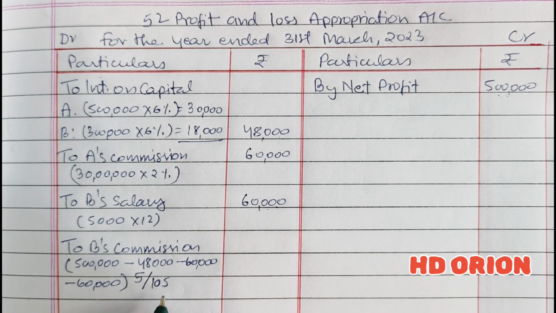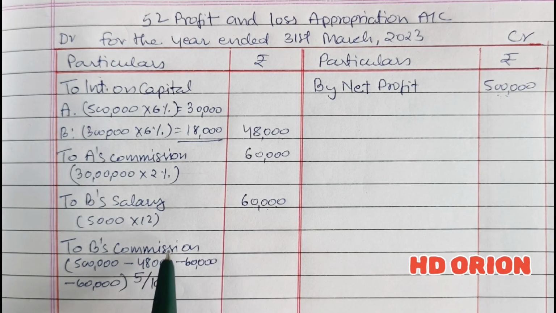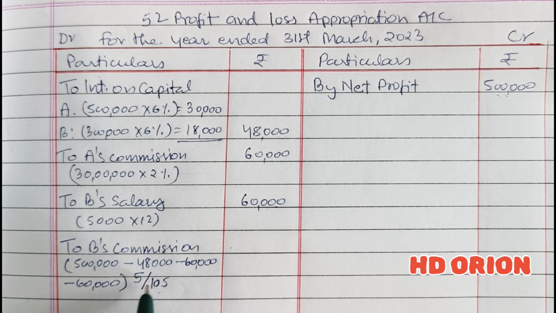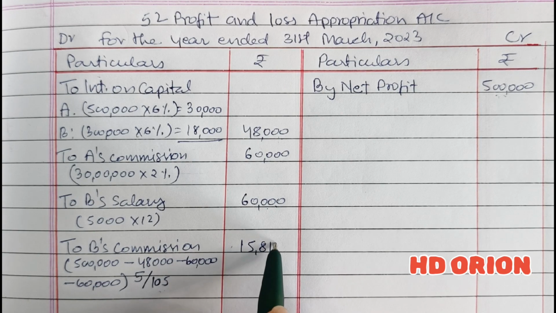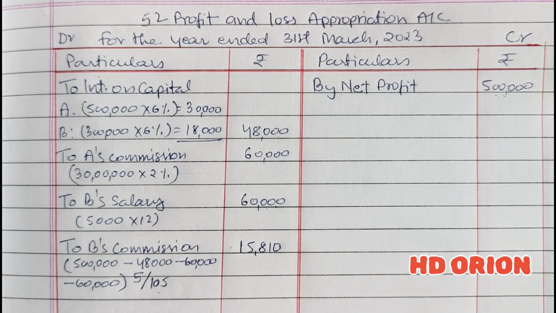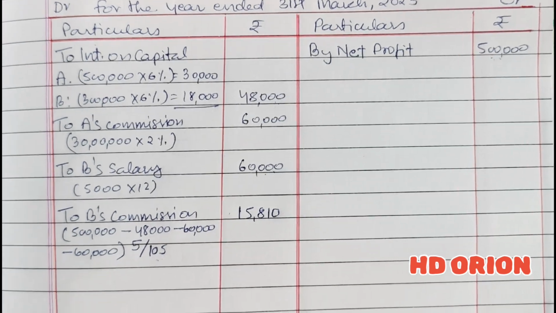Why 105? Because the question says that after deduction of all the expenses including this expense. So whenever it is written including this expense, then we have to multiply by percentage divided by 100 plus percentage, and therefore it is 105. So when you calculate this, you will get 15,810 as commission to B, right? And then the remaining profit will be distributed in their profit sharing ratio.